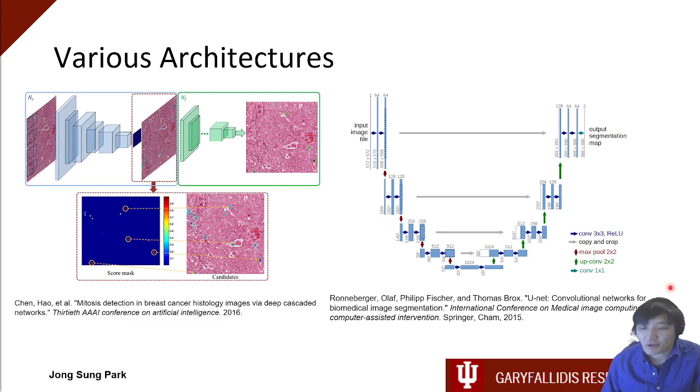So we want the model to efficiently learn things. We can't expect it to run a large number of epochs on a large amount of data and hope it learns something. So these are two of the main architectures that are used in medical images. The first one is the cascaded network.